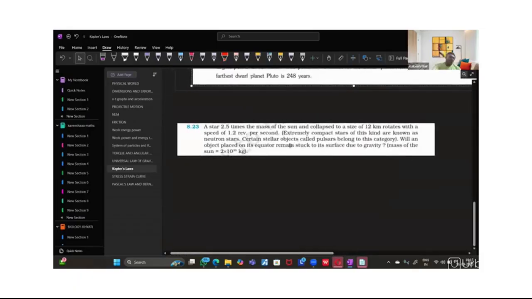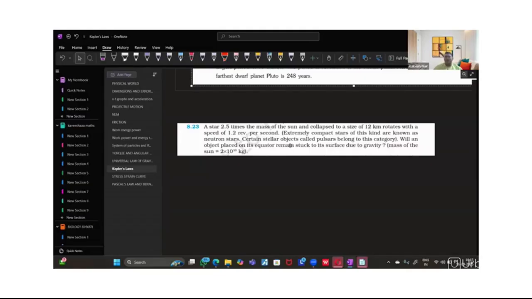Let's consider one of the questions. It's an NCERT question 8.23. A star 2.5 times the mass of the sun collapsed to a size of 12 kilometers. It rotates with a speed of 1.2 revolutions per second. Extremely compact stars of this kind are known as neutron stars. Certain stellar objects called pulsars belong to this category.